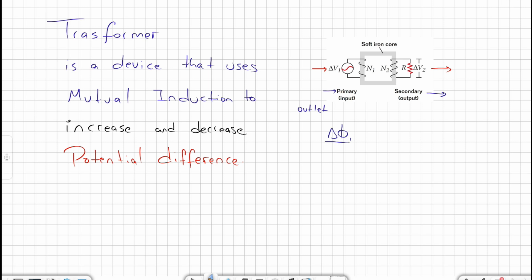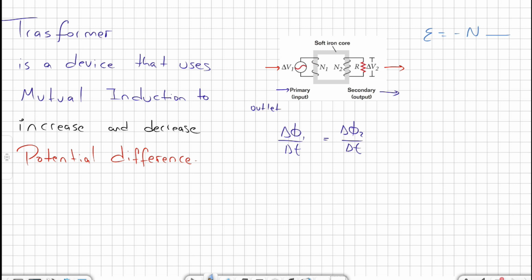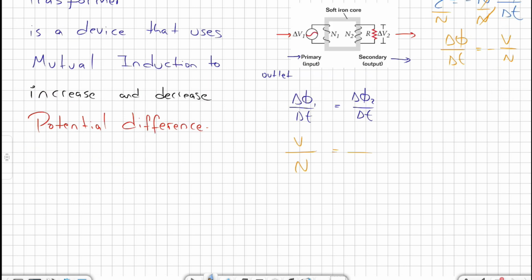The change in flux in the primary is equal to the change in the flux in the secondary. Because if I change the flux in the primary 10 times a second, I will have the same change in flux, which is 10 times a second, in the secondary coil. Let's remember Faraday's law for induced EMF, which was minus N change in flux over delta time. I need delta flux over delta time alone, so I will be dividing both sides by N. They will cancel each other. Change in flux over delta time is equal to minus V over N. Instead of epsilon, I will be writing it as potential difference, so I will not be using EMF here. V over N is equal to V over N, and V1 over N1 is equal to V2 over N2.